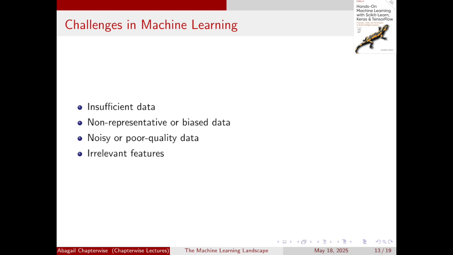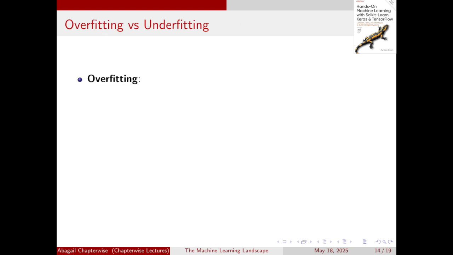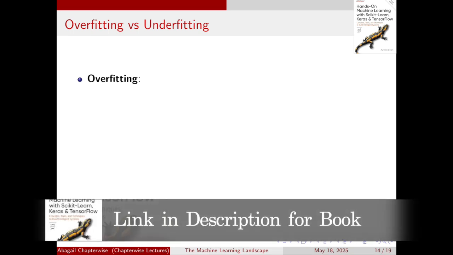Lastly, using irrelevant features can cause your model to learn spurious patterns. This is where thoughtful feature engineering becomes vital. Two very common problems in machine learning are overfitting and underfitting. Both can seriously limit how well a model performs, especially when it is applied to new, unseen data.